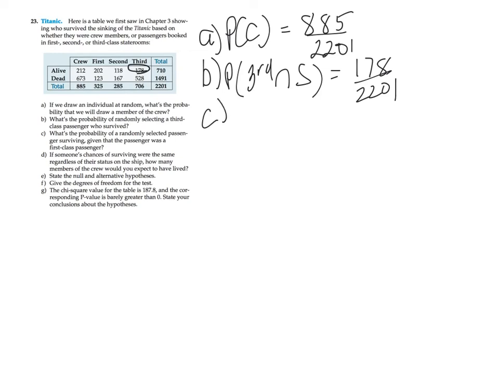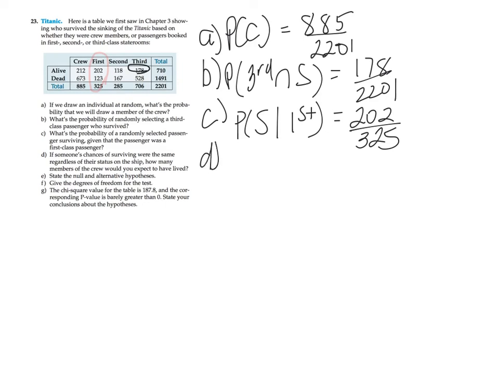C, what's the probability of a randomly selected passenger surviving, given they were first class? Oh, we don't need probability equations for this. We can just look at what we've got. So we're only going to look in the first class column. We're not going to look at anything else. And what's the probability that, given they were first class, they survived? It's 202 out of 325. And you can use your calculator to get those decimals.